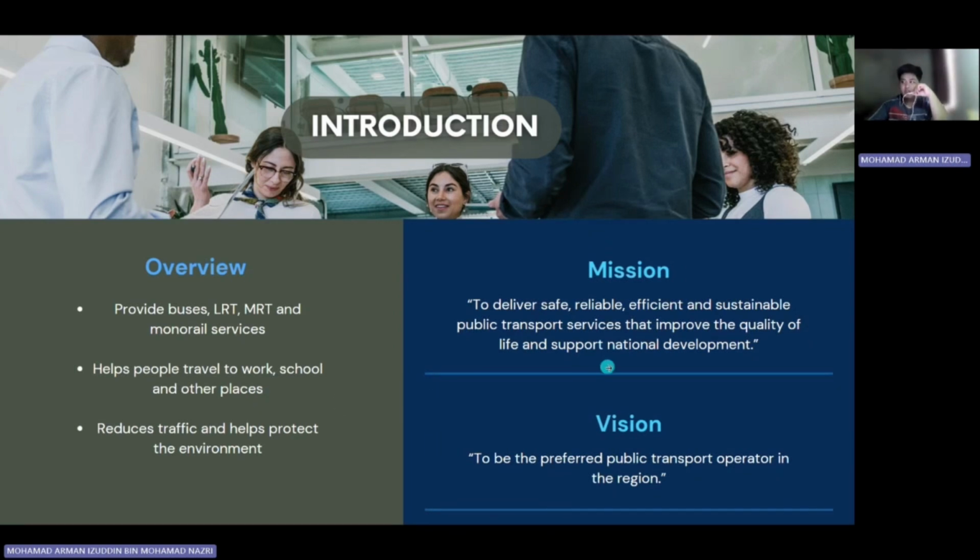For the mission, they want to deliver safe, reliable, efficient, and sustainable public transport services that improve the quality of life and support national development. For the vision, they want to be the preferred public transport operator in the region. So that's all from me. I will pass on to the next person.